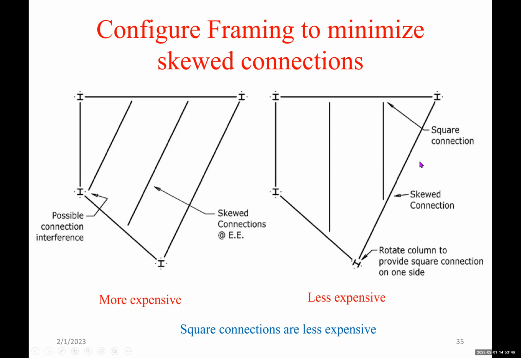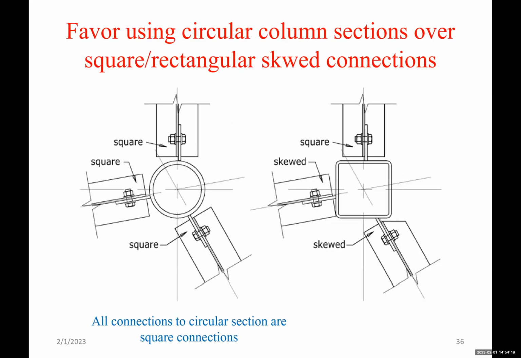The shape is skewed, so we may have skewed connections. We cannot probably avoid 100%, but minimize them. This one is also skewed. Here we change the orientation of the column. It gives me better connections here. One of them could be skewed, one of them could be square. The other one would be square or slightly skewed. But this one here would be skewed. Okay, so if I have to use an I shape, that's what I will end up with. But think of a way to minimize the skewed connections.